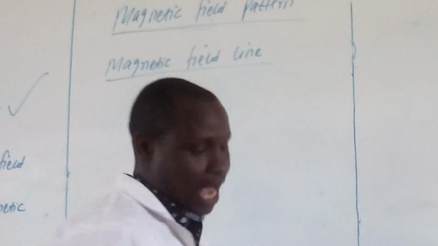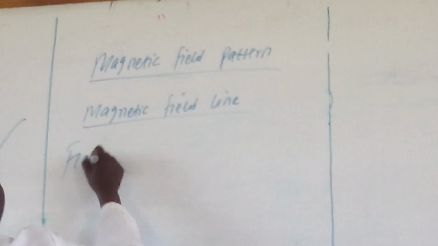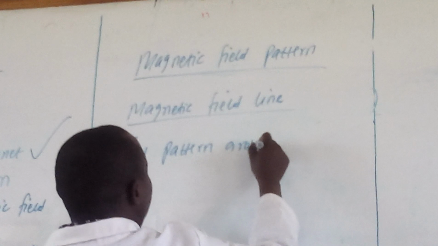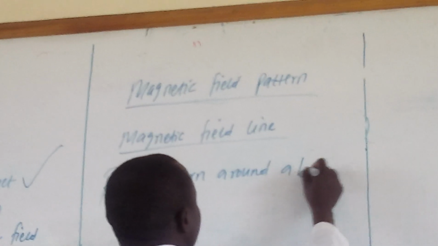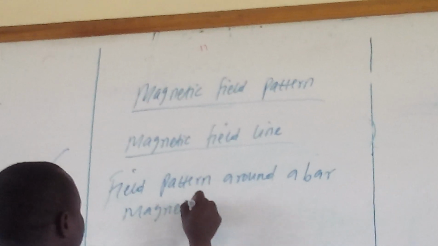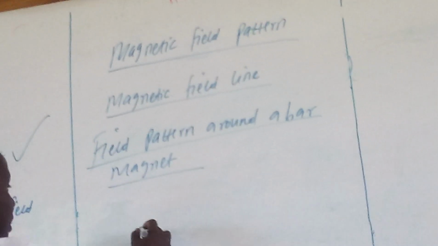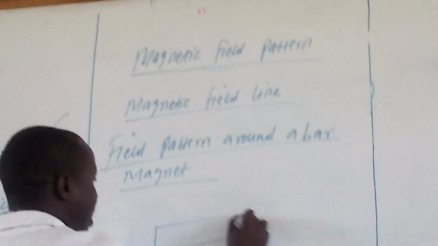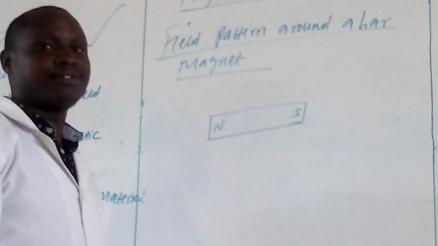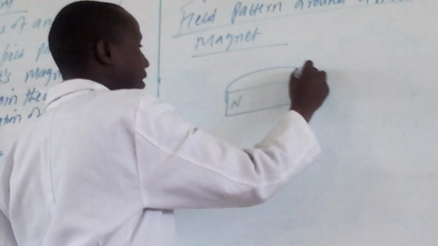Field pattern around a bar magnet. In a bar magnet, there is also a magnetic field pattern. This is a bar magnet with north pole and south pole. We say that we have the magnetic field pattern which runs from north to south, so we have the magnetic field line.